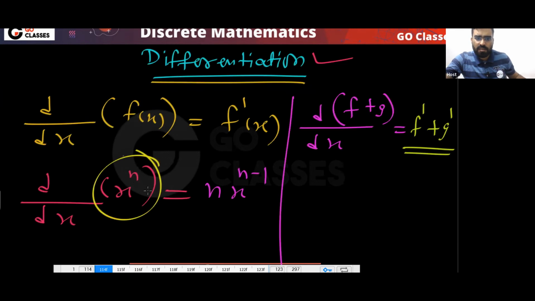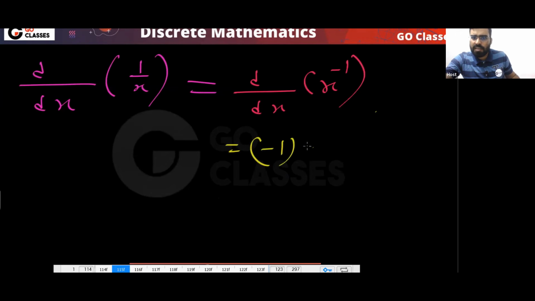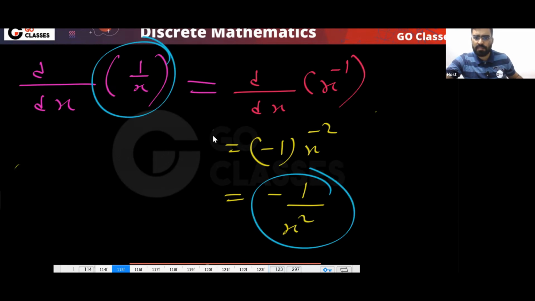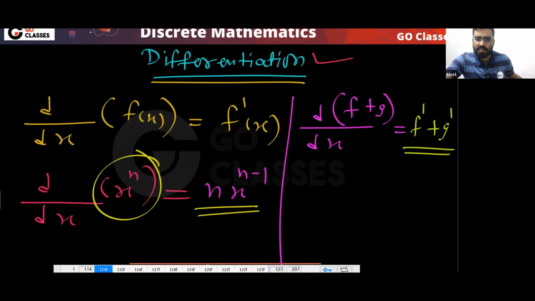Now for x power n, the differentiation is n into x power n minus 1. So that will be minus 1 multiplied by x power minus 2, which is minus 1 upon x square. Is it clear? So remember, if you have 1 by x, its differentiation is minus 1 upon x square. This is the concept of differentiation, and these differentiations we use, they are very simple.